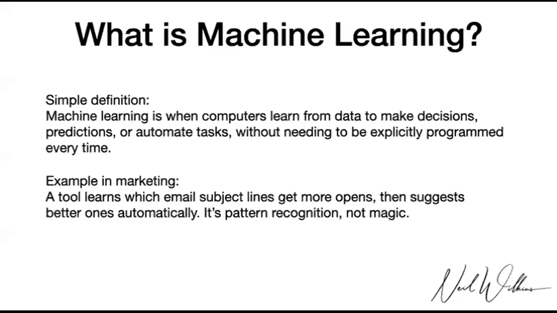Now, machine learning is very different because this is where the computer is actually learning every time, based on its memory of what it's done before, the interactions that it's had with you, and it then uses that to predict future outcomes, give advice, give guidance, and interpret the things that it's learned. So this is true machine learning. The machine is learning. That's the core behind all of this. An example in marketing could be a tool which learns which email subject lines get more opens, and then suggests better ones automatically. So it's looking for pattern recognition, not magic.